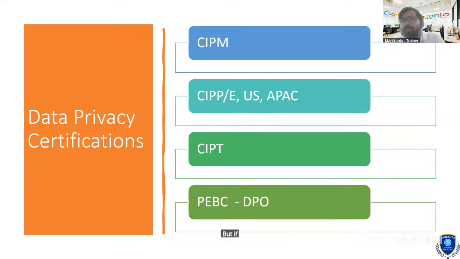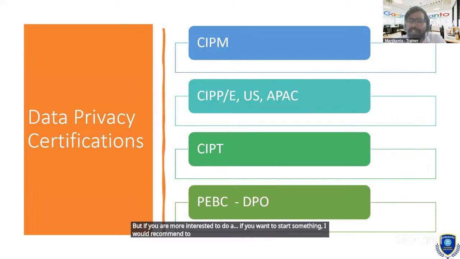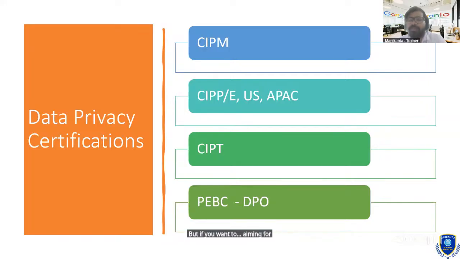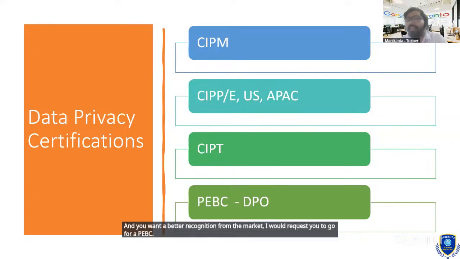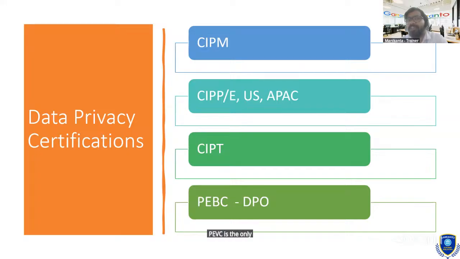But if you want to start something, I would recommend going with the CIPT or CIPM. But if you are aiming for a DPO role and you want better recognition from the market, I would request you to go for PECB. PECB is the only body globally that is doing DPO right now. IAPP is also planning, but it is still in a beta version. They have not released a full version.